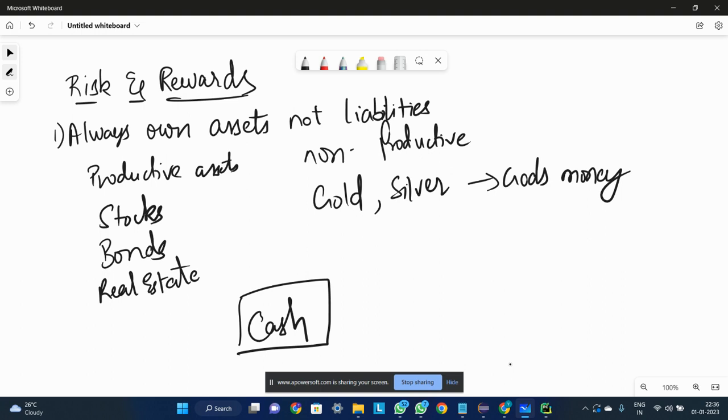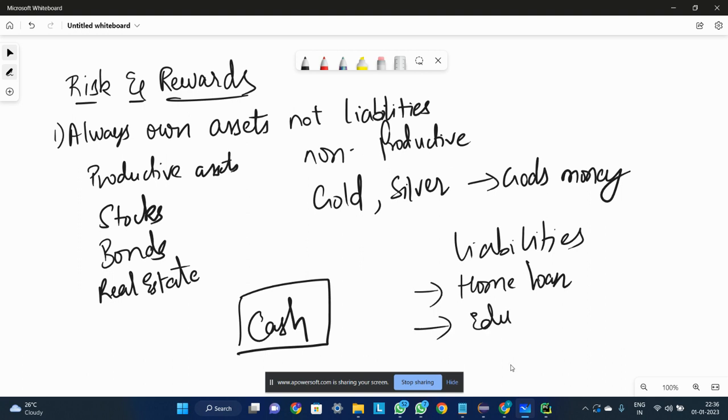Okay, so what are liabilities, guys? A liability is simply something that gets your money out of your pocket, right? What are they? They are your home loans. They are your educational loans. See, educational loan is one loan which I really consider as an asset. Some people consider that as a liability, but it depends, right?